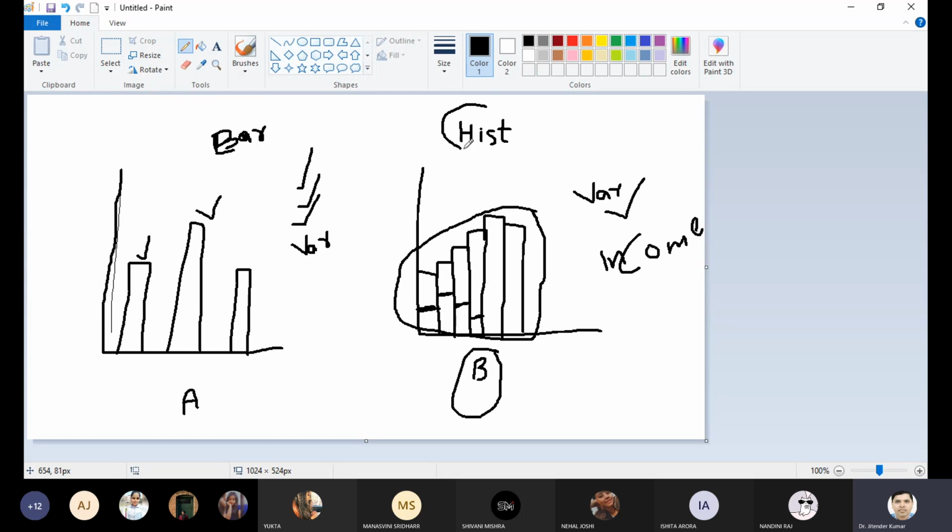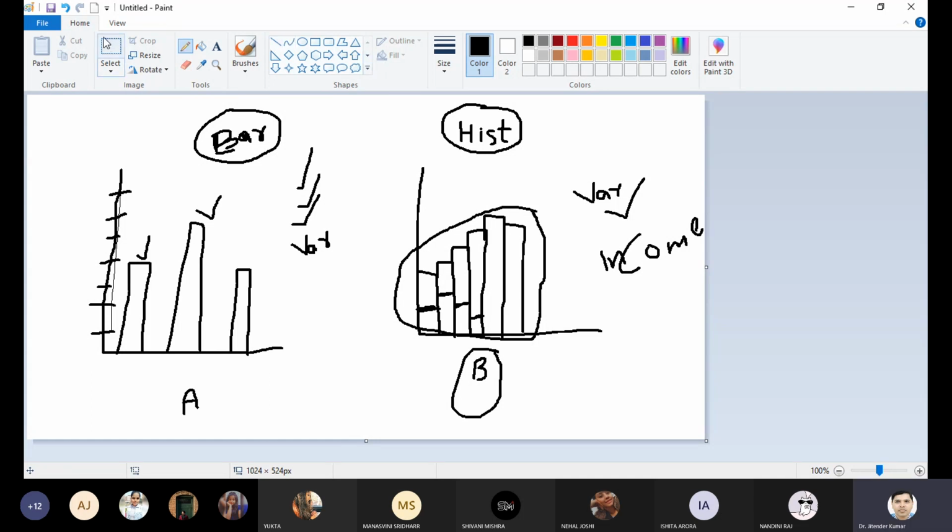A histogram we basically use for continuous variables, and the bar graph you can use for both continuous and categorical. If you are showing the number of males or number of females, you can show proportion or percentage or absolute number. Understood, guys? Yes, sir. Okay, then the next type is pie chart.